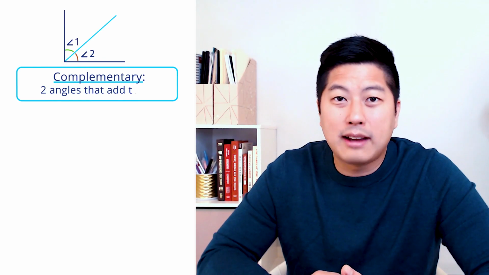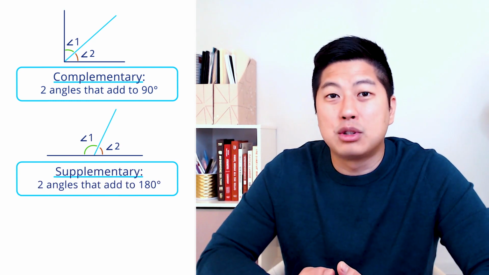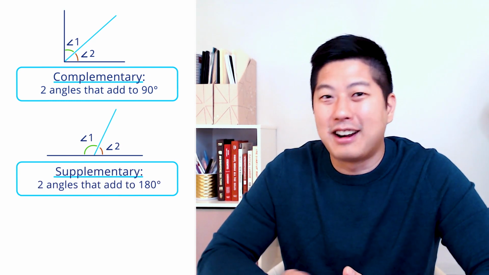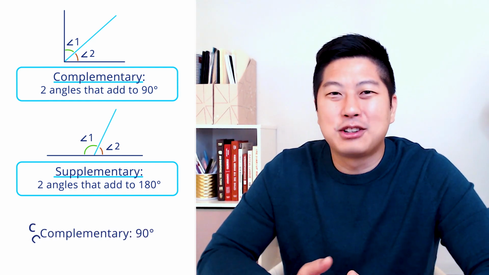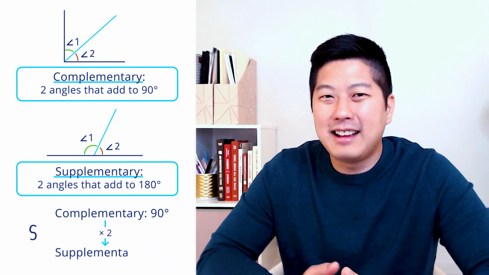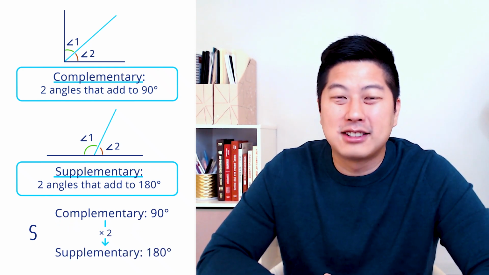Complementary angles are two angles that add up to 90 degrees, and supplementary angles are two angles that add up to 180 degrees. How do you remember the difference? Here's how I do it. An S kind of looks like two C's stuck together. Kind of like how supplementary angles are twice the sum of complementary angles.